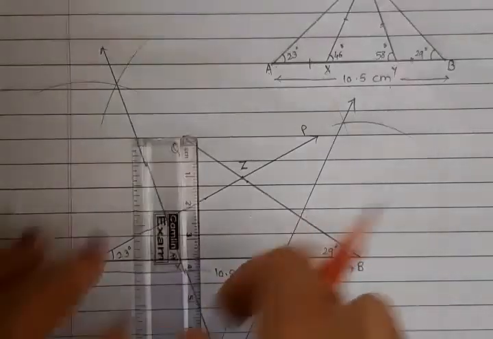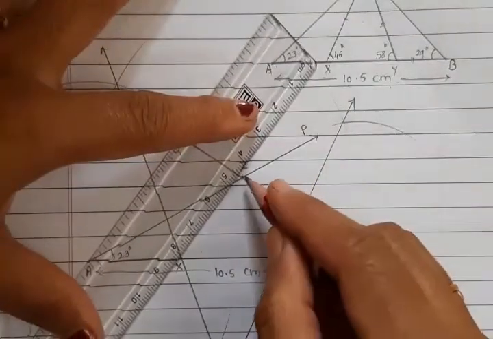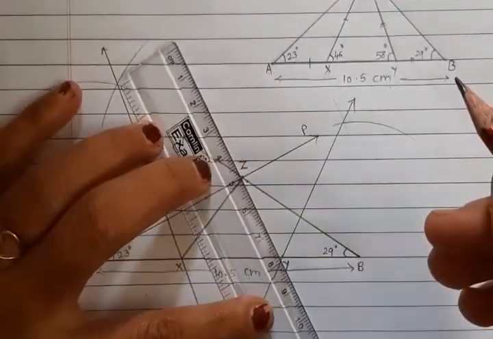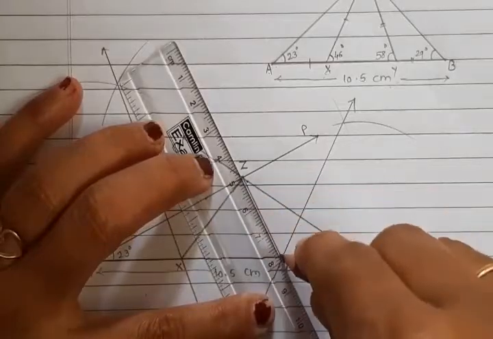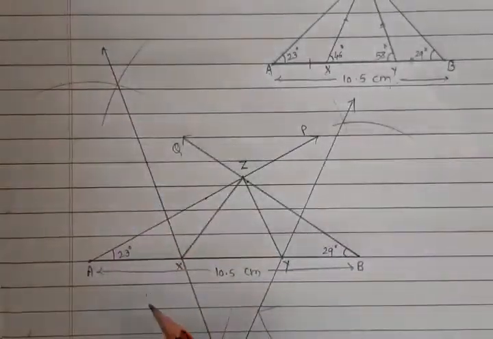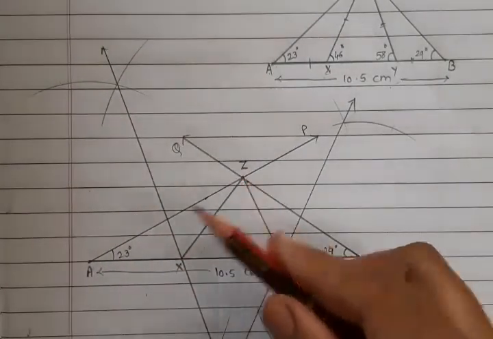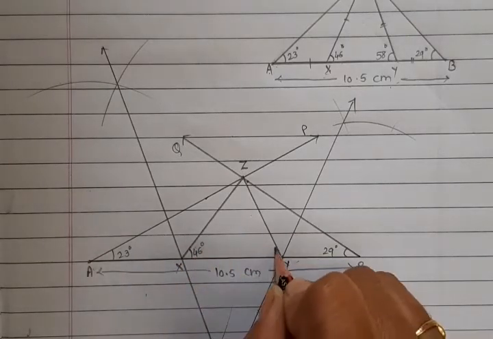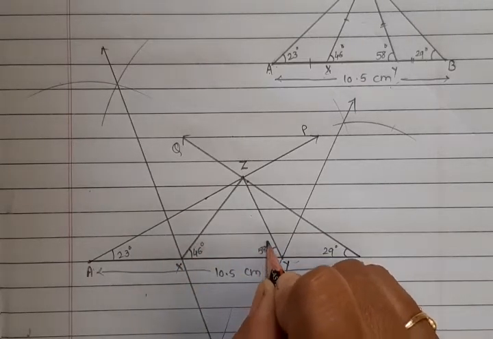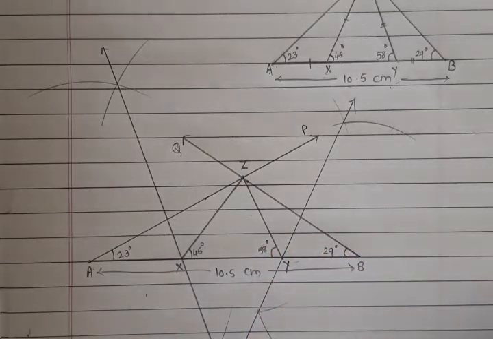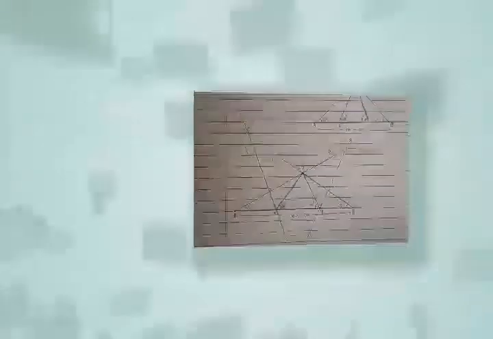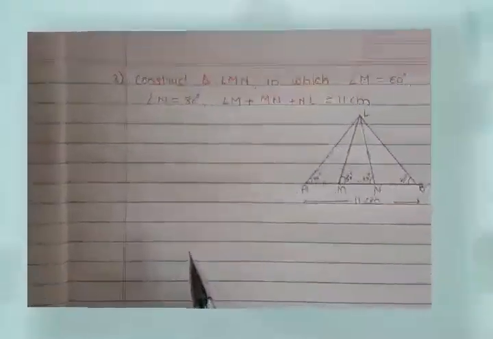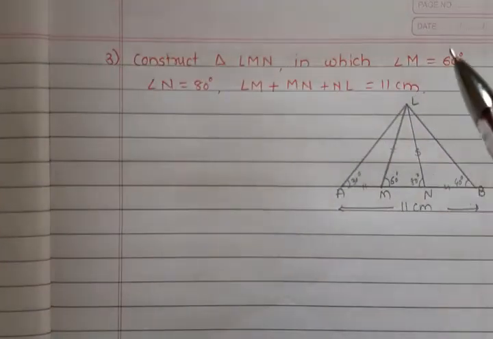Then afterwards you just join the segment XZ and YZ. So here this is our required triangle XYZ. Okay, here angle X was 46 and Y is given 58. Understood everyone? Now same way we will do the third construction. We will discuss the last construction of practice set 4.3.